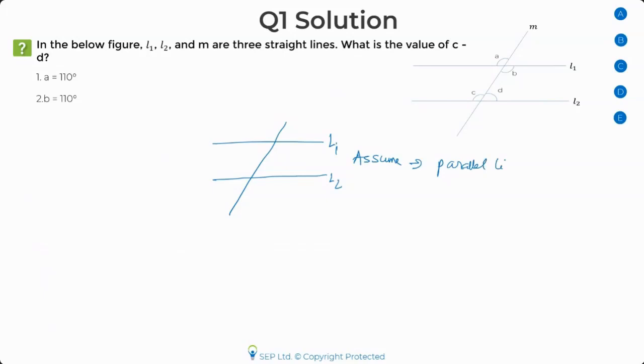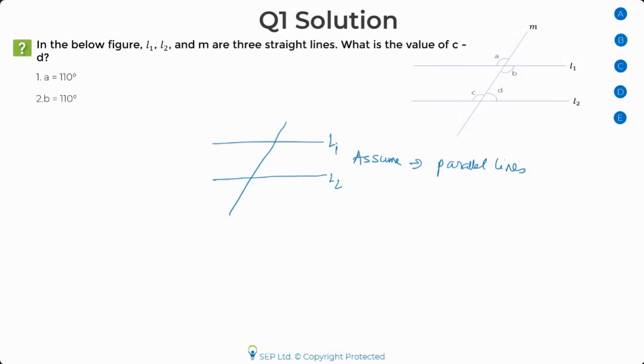Now, let me reset the poll and let me ask you a question. Is this the correct assumption? You have the diagram like this, you see L1, L2, and you make an assumption that these are parallel lines. Is this assumption correct? Can I assume that they are parallel lines? Okay, now I can see a lot of you understood what the mistake is. So most of you are now saying, no, we cannot assume this, right? So we cannot do that if we are just given the diagram.